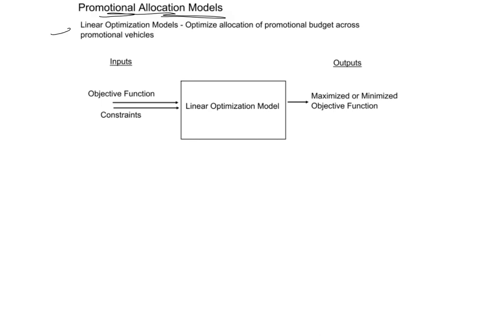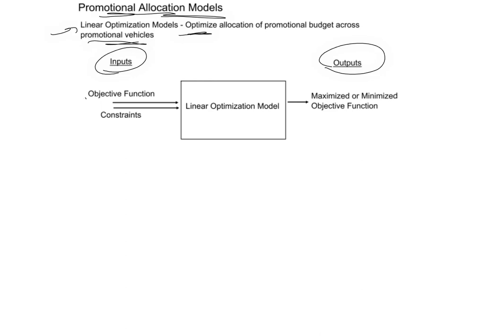We can set that up as a linear optimization model. So linear optimization, we're trying to optimize something. Specifically, we're trying to optimize the allocation of the promotional budget across those three different promotional activities or promotional vehicles, D, P, and S. To add some terminology to this, you can think that we've got some inputs and we've got some outputs.